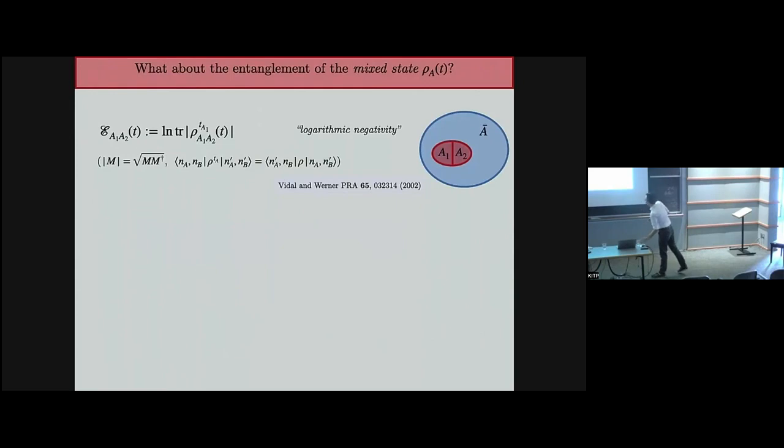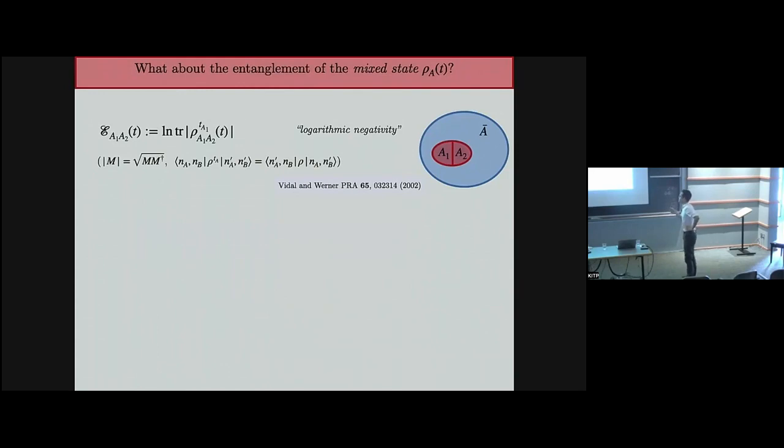In order to make this more refined entanglement measure, one has to consider now a bipartition of the subsystem A into some parts, for example, A1 and A2. And we cannot use the entanglement entropy as before, because it's not a good entanglement measure for mixed states. Instead, we can use the logarithmic negativity, which is defined as follows. This is a very interesting quantity, introduced in this very famous paper by Vidal and Werner.